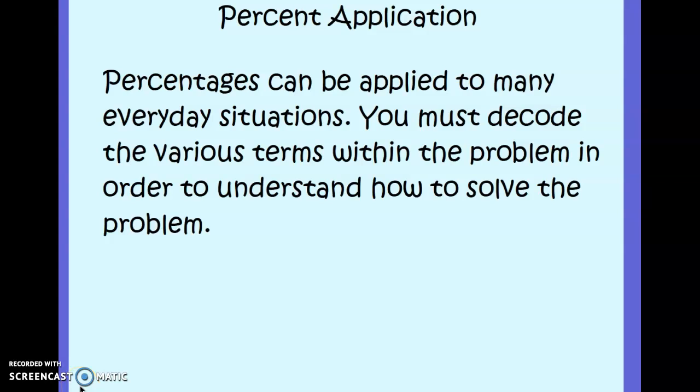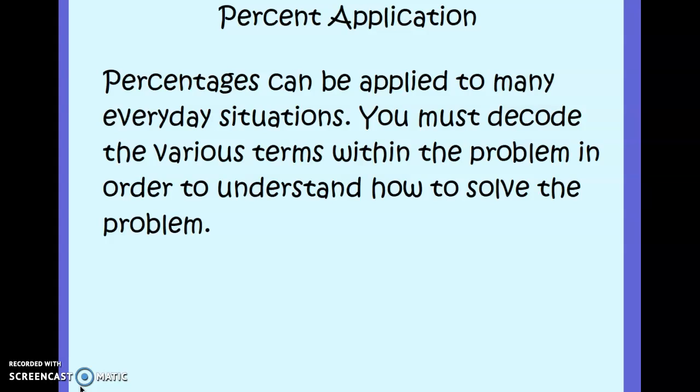Hey, good morning. Okay, today we are going to be working with applying percentages. We've learned how to find percentages. Now we're going to apply them to situations. Percentages can be applied to many everyday situations. We've seen that. We've listed some examples.